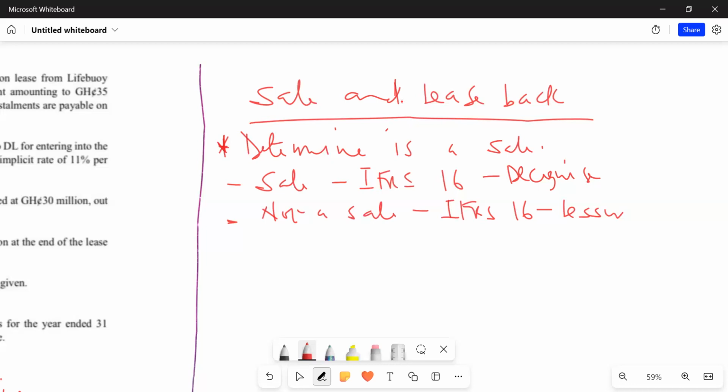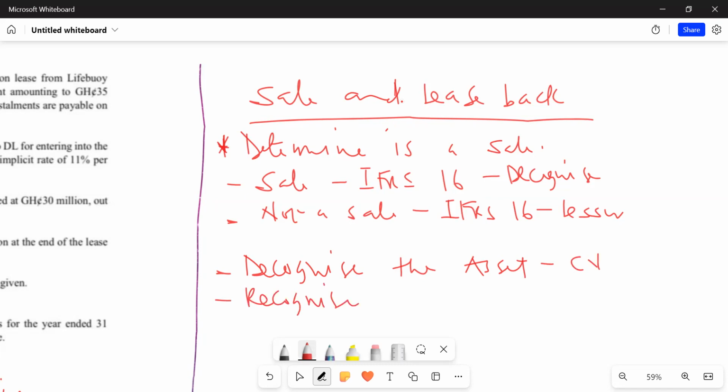All right, let's come to when the transaction is a sale. If the transaction is a sale, what do we do? The first thing is the owner has to derecognize the asset because the asset has been sold. They will derecognize the asset in their books at its carrying value. Then they will now recognize a right of use because they are going to take the asset back.